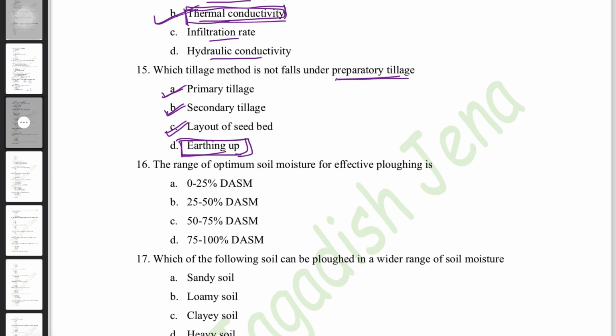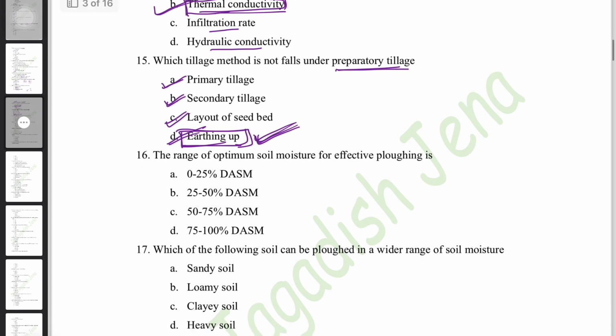But earthing up is done after crop establishment. So earthing up is the correct answer. Earthing up will be the correct answer for this question. This is inter tillage, which is done in between the crop period.